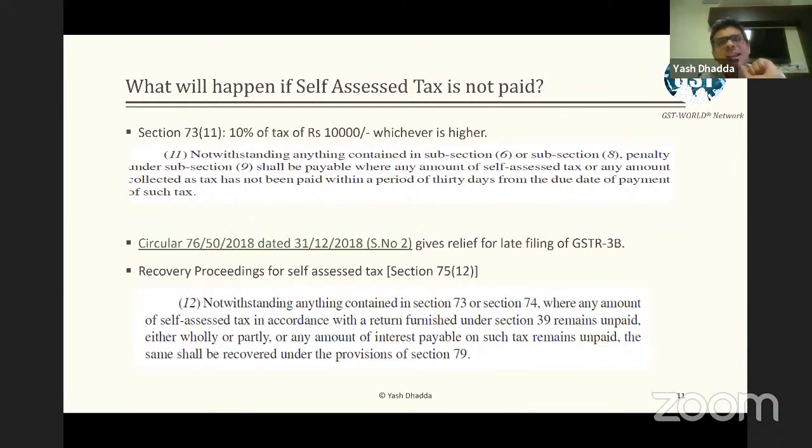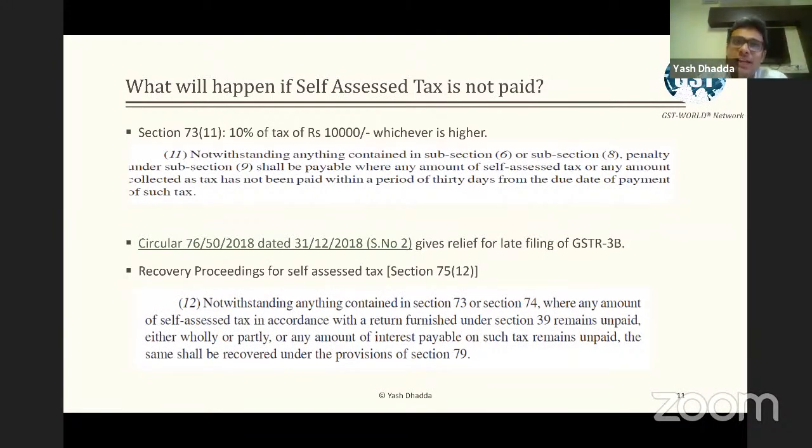The circular also says that they can levy the general penalty under Section 125 on you, but to my understanding that penalty cannot be levied, because when there is a specific provision for levy of penalty, they cannot resort to 125. So that is in the context of the self-assessed liability which I have to declare in my 3B, where I am filing my GSTR 3B a little delayed.